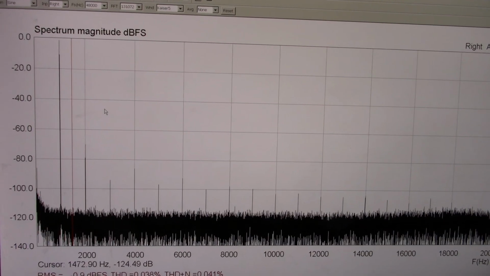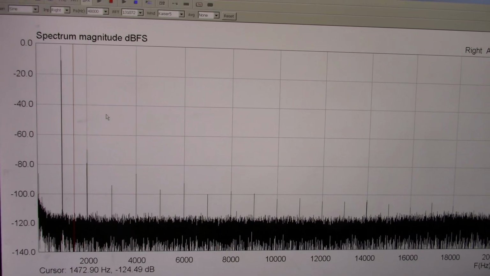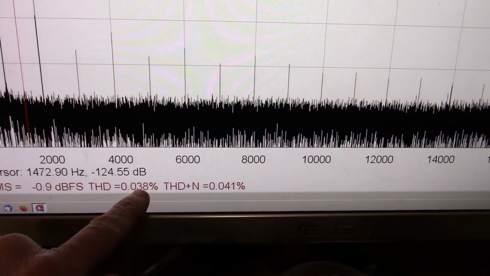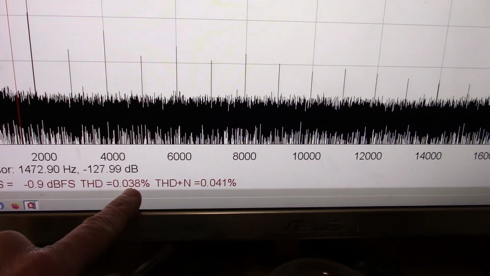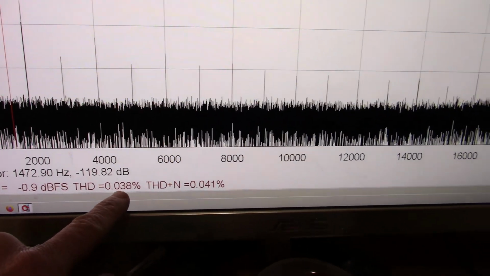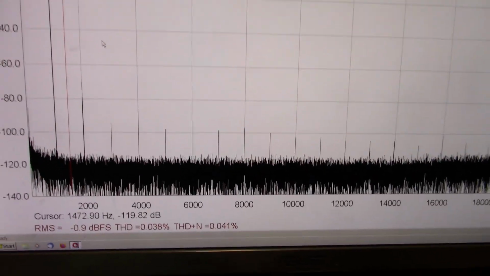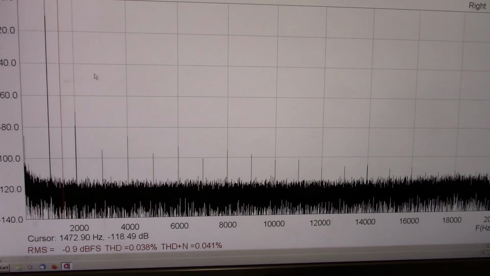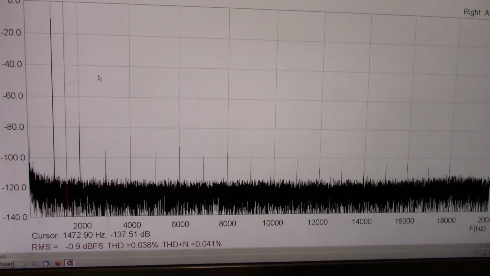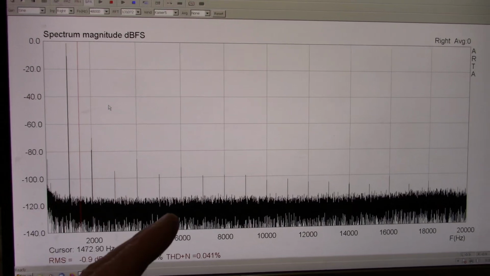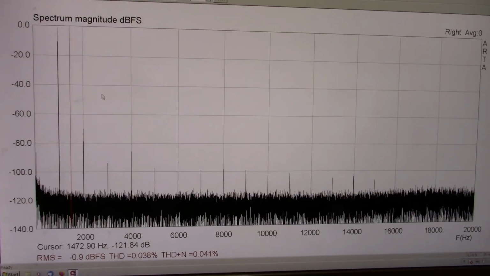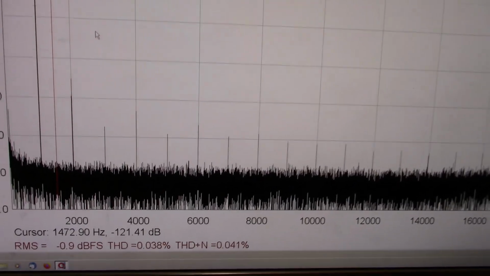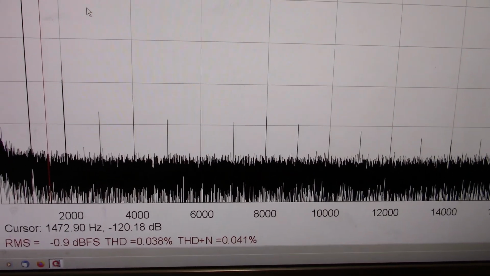Okay, so now I have the LM1875 with an 8 ohm load, and look how the distortion has dropped significantly. It's down to 0.038. And yeah, that's pretty typical of a solid state amplifier. You'll have less distortion with less current, because dropping to 8 ohms with the same signal level cuts the current in half. So the amplifier will produce less distortion there.